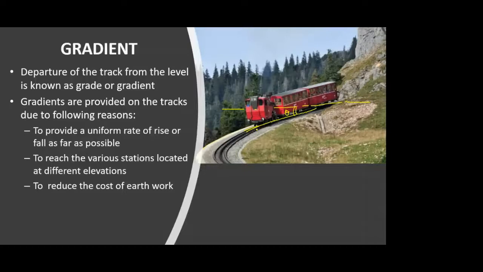So your gradient will affect various parameters, such as how much load that train can haul, or what will be the braking distance in case the driver decides to apply brake on an up gradient or a down gradient. So a lot of things are to be considered, but the main purpose of providing a gradient is to provide a uniform rate of rise or fall as far as possible.